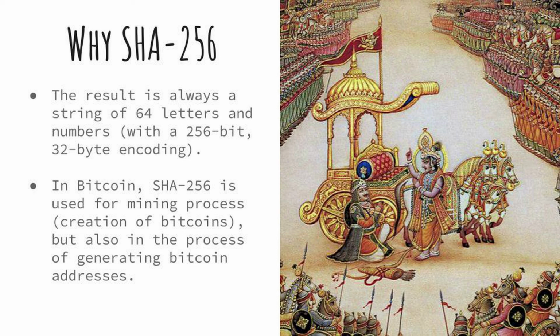And see, there is one more unique part which we have already discussed about the SHA256 algorithm: the result hash is always a string of 64 letters and numbers, and it is also used in the mining process, which is the creation of bitcoins, as well as generating the bitcoin addresses. We shall be talking about how the new bitcoin addresses are getting generated, as well as how bitcoin is getting mined and what exactly mining is, in detail in the next videos.